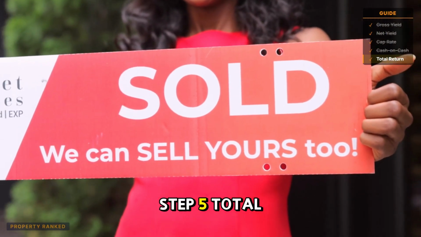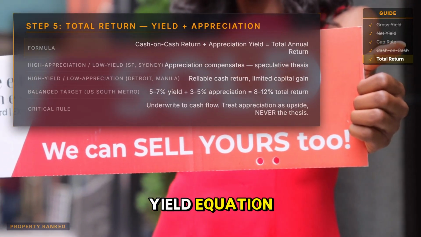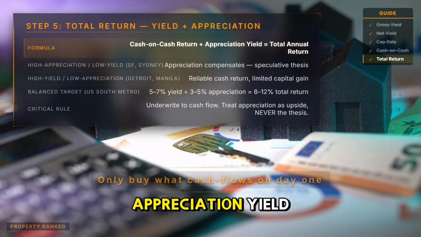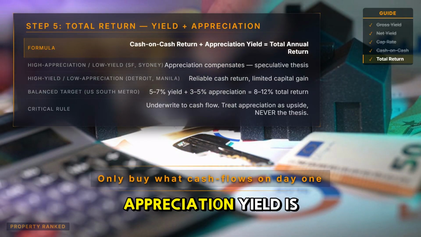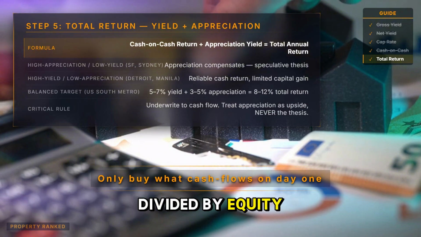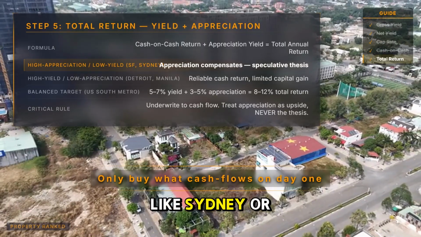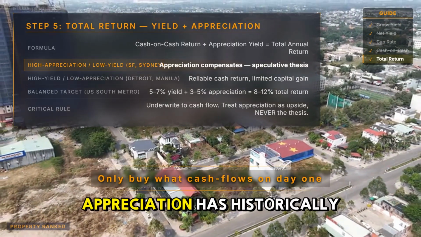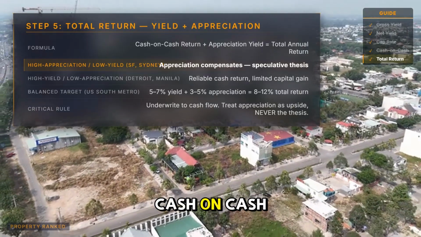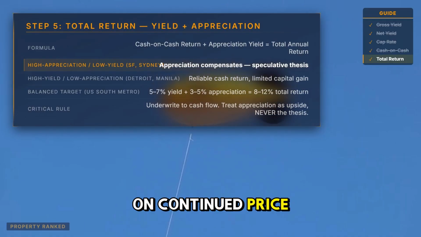Step 5. Total return analysis. Adding appreciation to the yield equation. Total annual return equals cash on cash return plus appreciation yield. Appreciation yield is estimated annual price appreciation divided by equity invested. In high appreciation, low yield markets like Sydney or San Francisco, appreciation has historically compensated for negative or near zero cash on cash returns. But this creates a speculative bet on continued price growth.